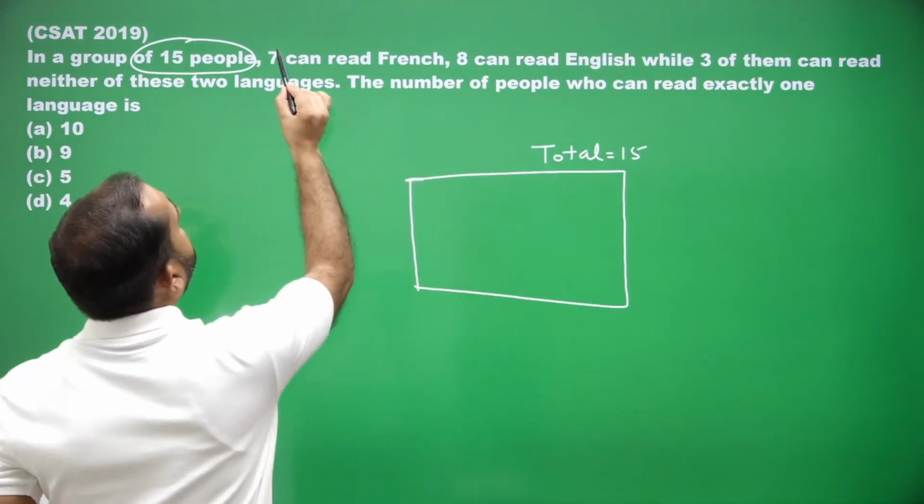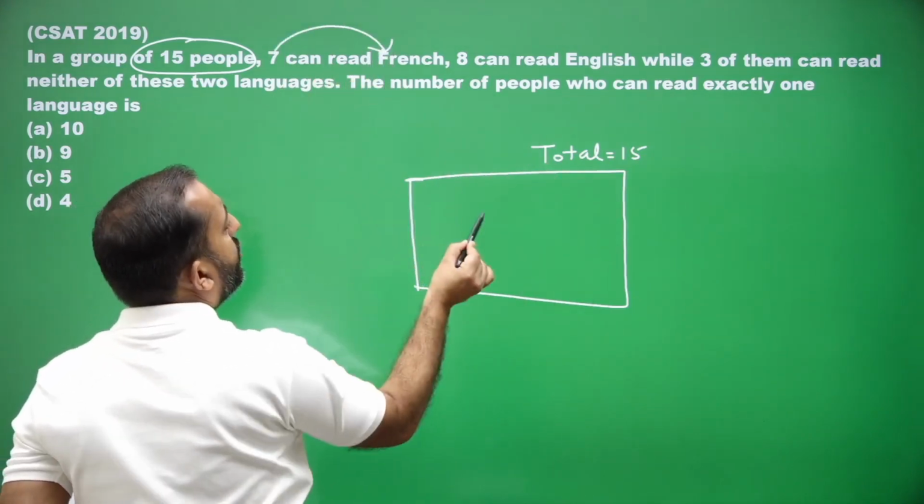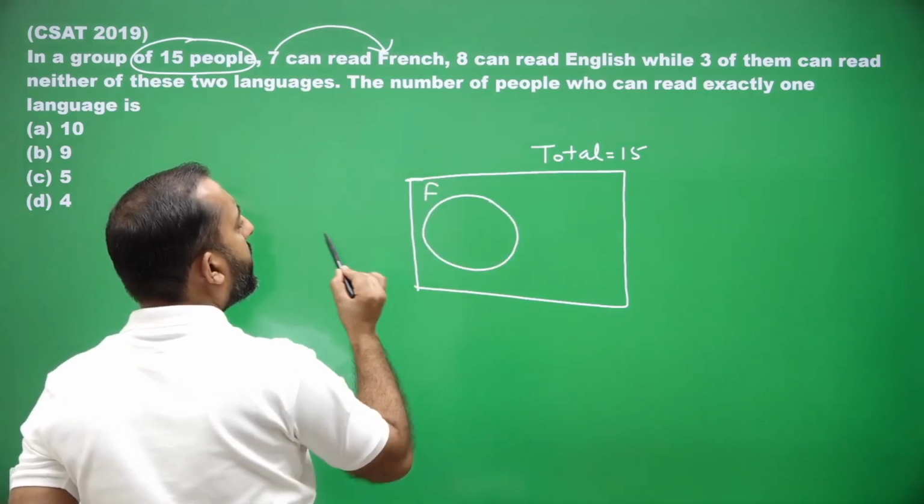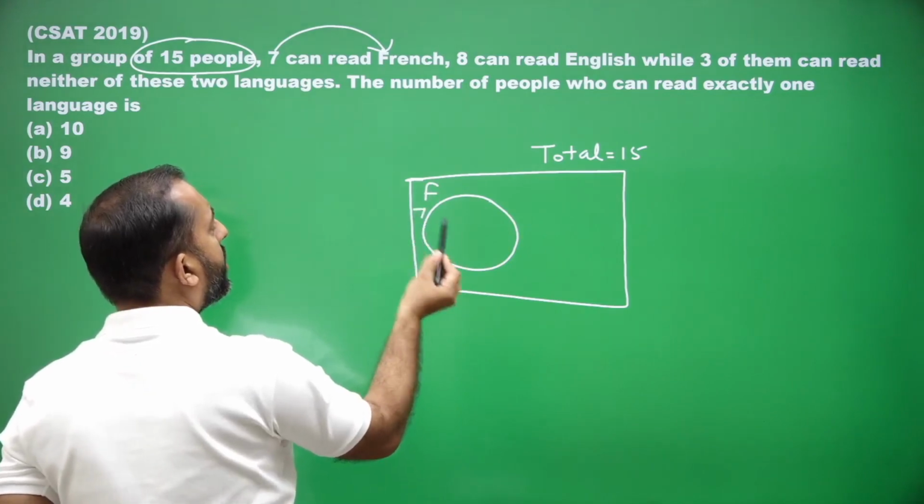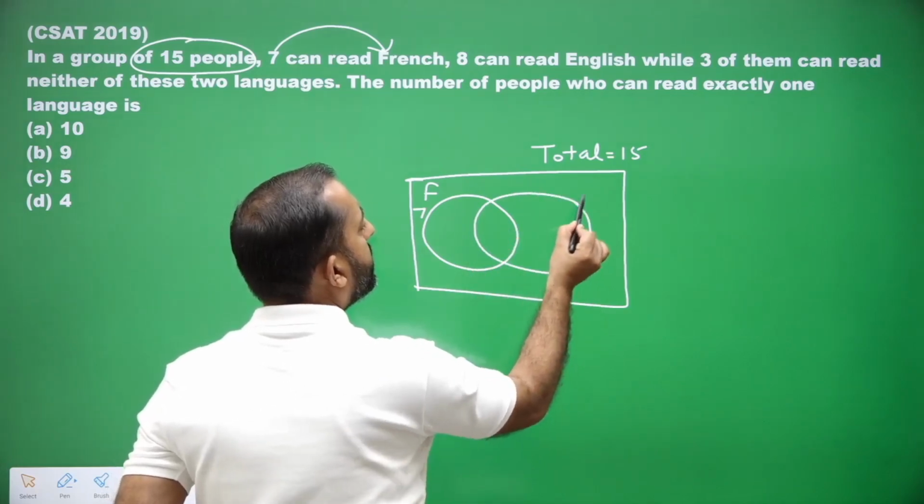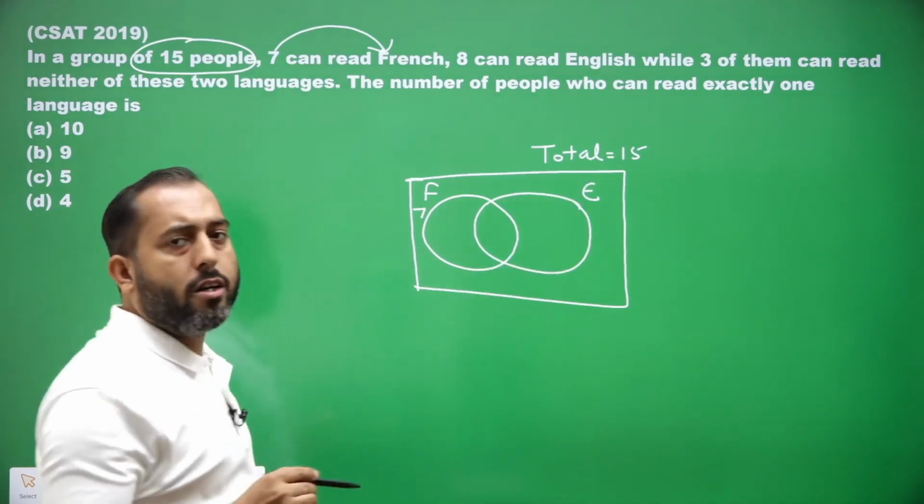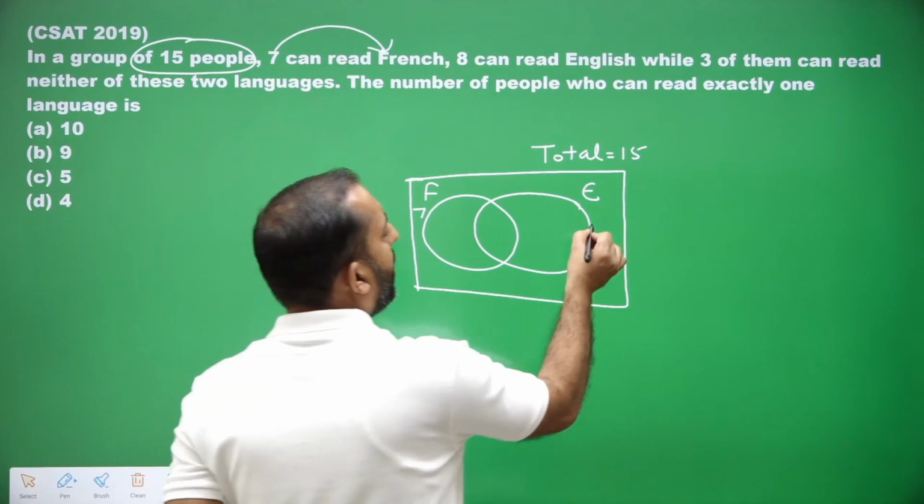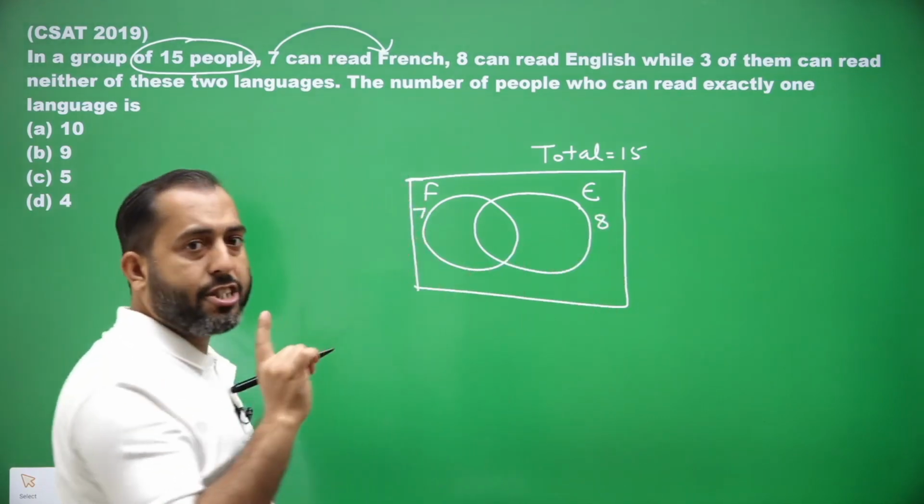Out of 15, 7 can read French. So let's say this circle represents the count of those people who can read French, and the value of this circle is 7. 8 can read English. Let's say this other circle represents the count of those readers who can read English, and the value of this circle of English is 8.